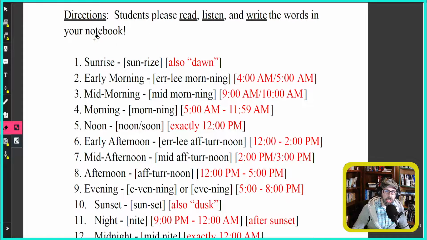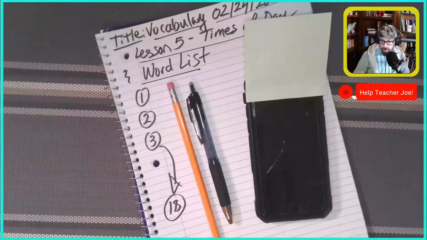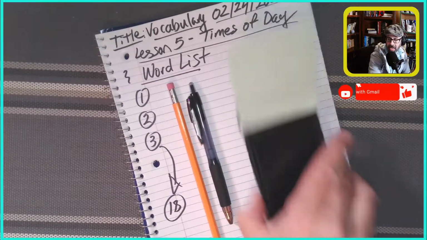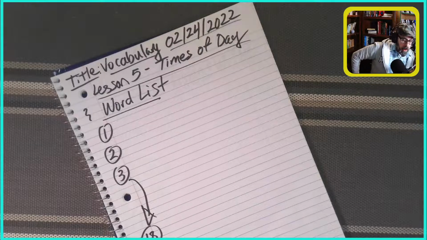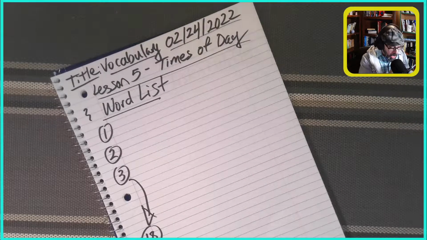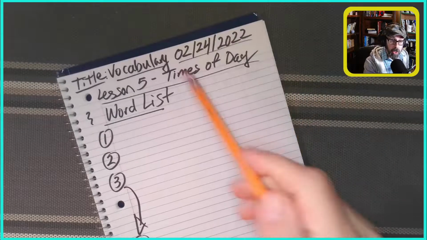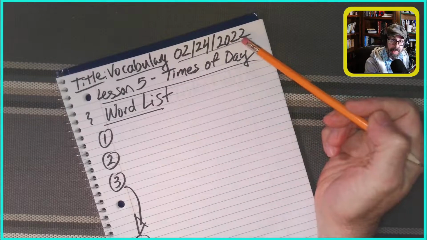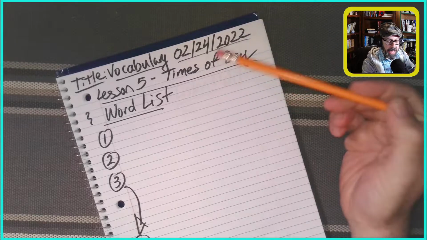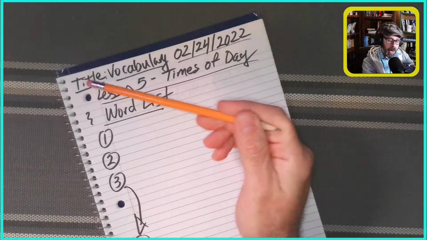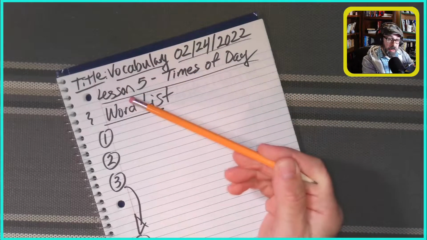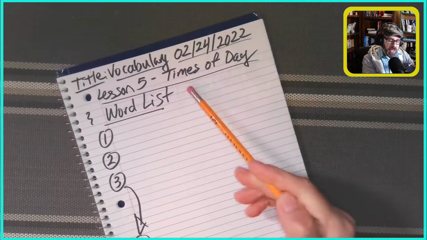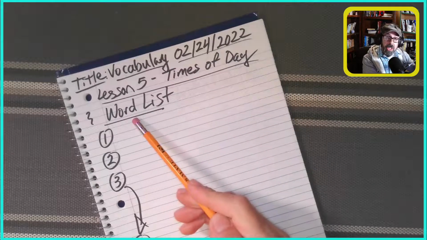Let me go ahead and show you the notebook. In the notebook, I have set the sheet up to get ready for the word list. If you want to copy the word list, you can write the date, and when you write the title, you'll know what you were working on. So this is vocabulary, lesson number 5, times of day, and this is the word list.